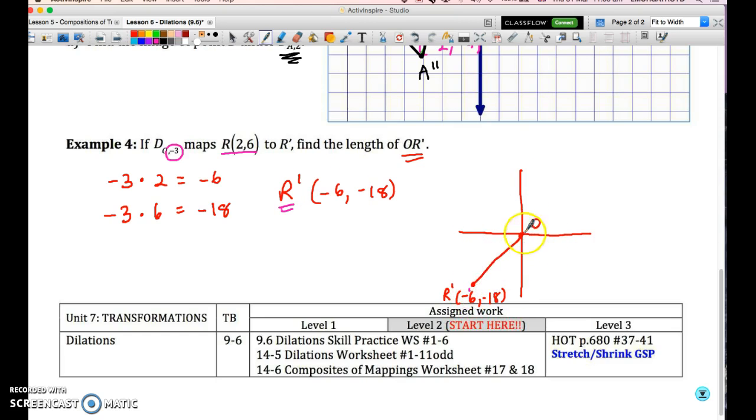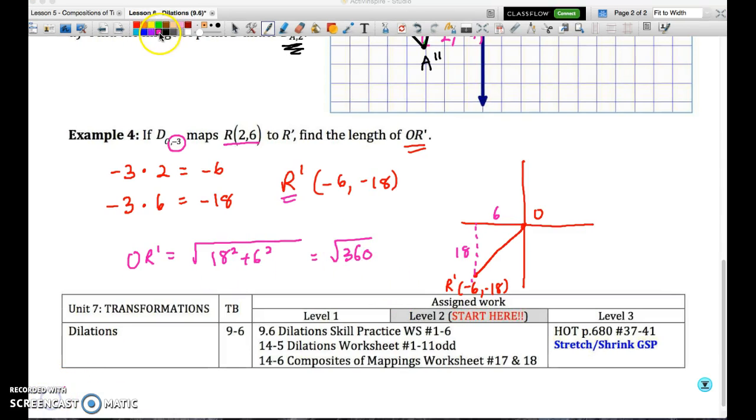And then if we're asked to find the length of OR', basically what I'm going to do is use the fact that to get to point R', I've gone 6 units to the left and 18 units down. And so what I can do is use Pythagoras' theorem. OR' is going to be the square root of 18 squared plus 6 squared, which I think will give us the square root of 360, and so that approximates as 18.97.